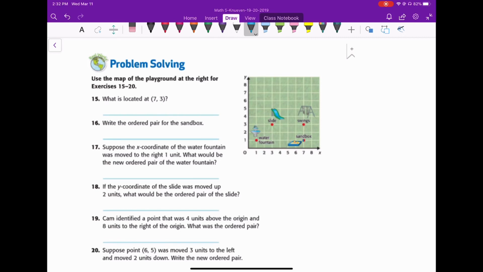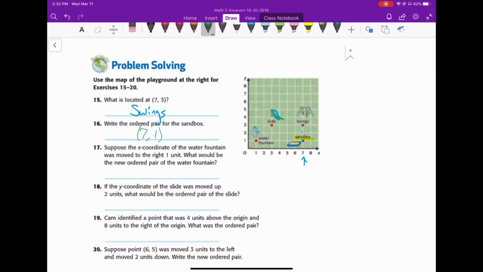So let's look at our problem solving. What is located at 7, 3? I want to identify 7, and I go 1, 2, 3 up, and we see the swings. And then let's write an ordered pair for the sandbox. So we identify where the sandbox is. That is at 1 point above our x-axis. So that is 7, 1. Suppose the x-coordinate of the water fountain, so we need to find the water fountain, was moved 1 unit right. So we're moving it once over. So what would the new ordered pair be? Well, that would be 2, 1.